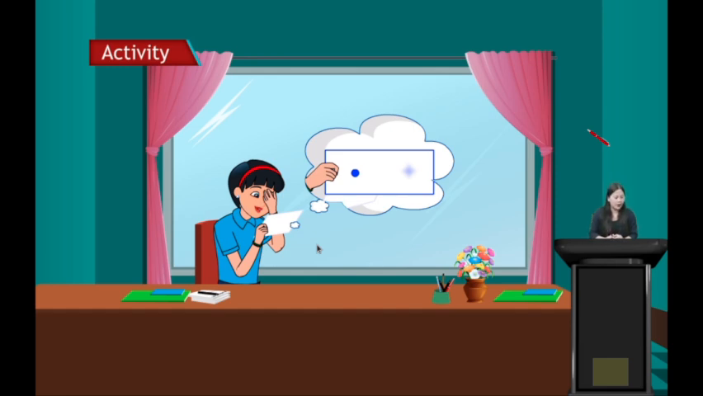Then next we have iris. Iris is a muscular structure and it controls the size of the pupil. Yes, students, in bright light conditions, the iris will contract the pupil, so a smaller amount of light enters our eyes. And in dull light, the iris expands the pupil, so more light enters our eyes.